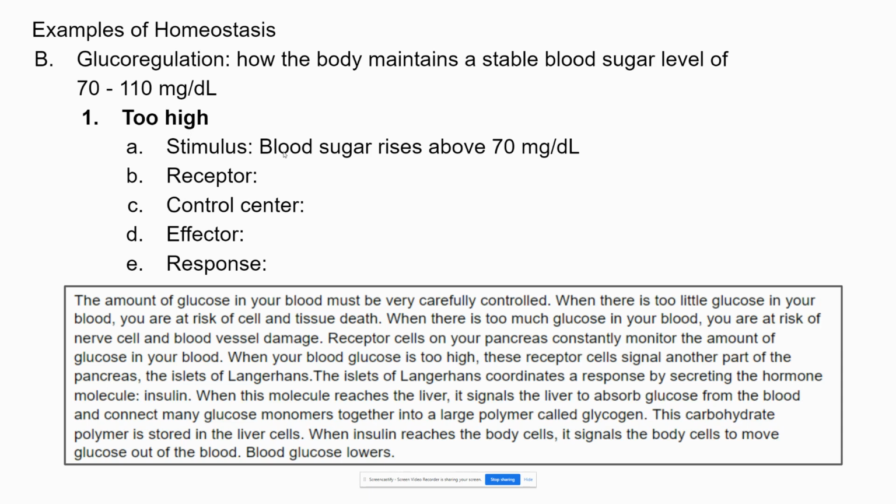What I'd like you to do is to read through this text prompt that you have here on the screen, and I want you to identify the rest of the homeostasis circuit. What is acting as the receptor? What is acting as the control center, the effector, and then what is the response? So pause the video now. I'll show you the answer when you come back, but try to do it on your own and then check your answer in a little bit.